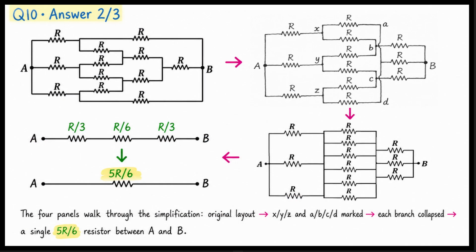The 4-panel figure walks through the simplification visually. Panel 1 is the original 12-resistor layout. Panel 2 marks the branches X, Y, and Z, and the 4 crosspoints of B, C, D. Panel 3 collapses each welded branch into a single fractional resistor. Panel 4 reduces everything to a single 5R over 6 resistor between A and B.